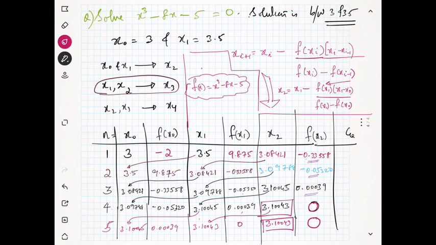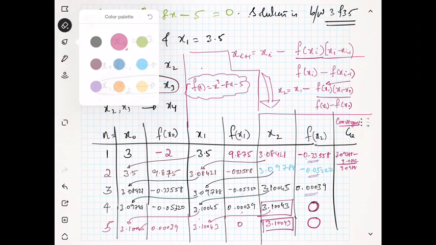Now how to find the error here? To find the error, you have to find the convergence rate. Actually, this is not the error, actually the convergence. To find the convergence, you have to take the new x2, 3.09788 minus 3.08421 divided by the new value 3.09788. Okay, so anyway, that is not required, so I am removing it.